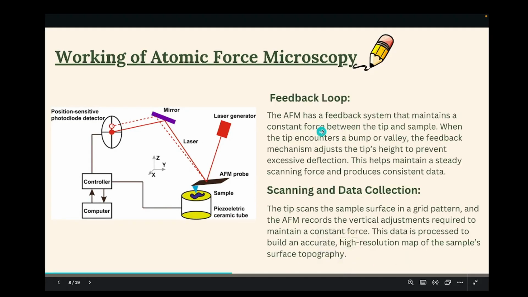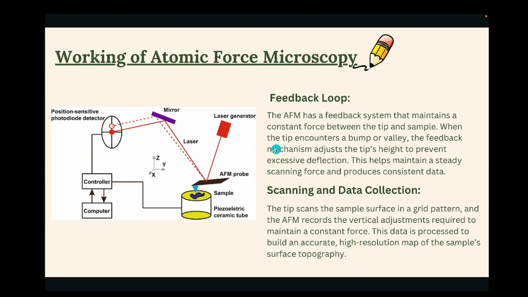So the feedback loop. As I have already told you, that is how the feedback loop works. The AFM has a feedback system that maintains a constant force between the tip and the sample. When the tip encounters a bump or valley, the feedback mechanism adjusts the tip height and prevents excessive deflection. This helps to maintain steady scanning and produce consistent data. So this happens when the set point is given to the controller. And generally the set point is what? It brings the deflected laser back again to the center.